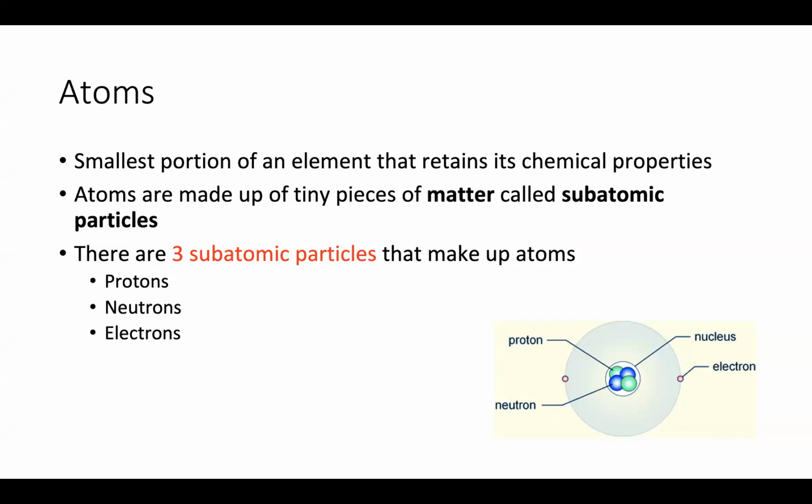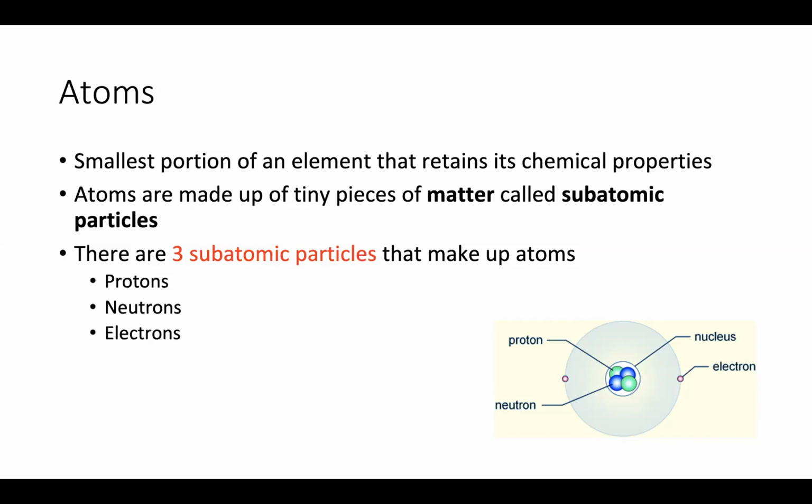So think about taking any element and breaking it down into its smallest form, and we end up with an atom. That atom is going to be the smallest portion of that element that's still going to retain the chemical properties of that element. And we know that various chemical elements have different properties, reactivities and so forth. And so an atom is going to be the smallest piece of that puzzle that still retains whatever those chemical properties are of that element.